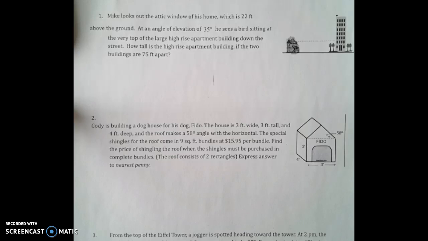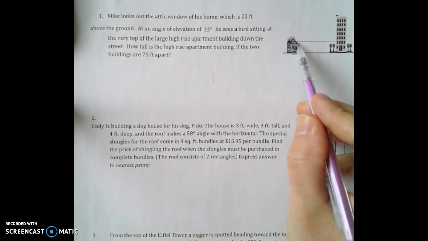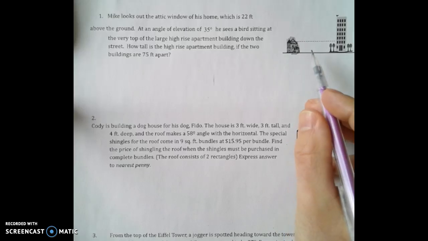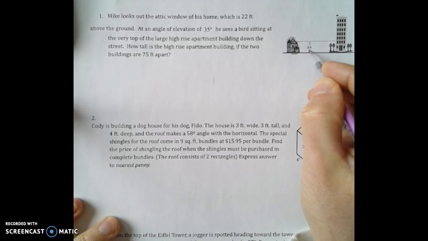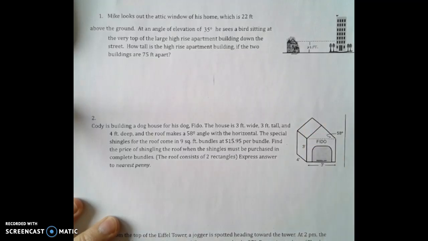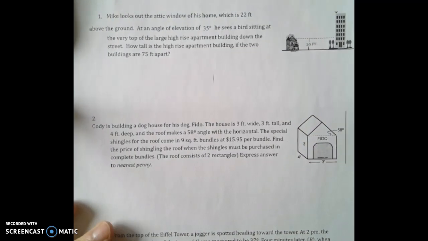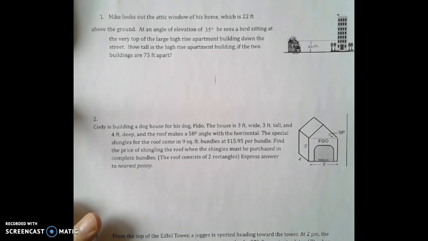In the first one, it says that Mike looks out the attic window of his home, which is 22 feet above the ground. We can see in our picture here, there's where he is in his attic, and this distance from here to here is 22 feet. Now, at an angle of elevation of 35 degrees, he sees a bird sitting at the top of a very large high-rise apartment building down the street. How tall is the high-rise apartment building if the two buildings are 75 feet apart?